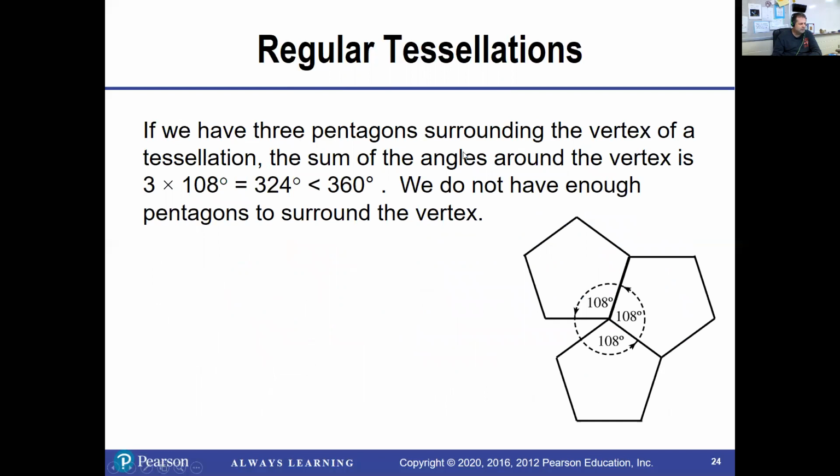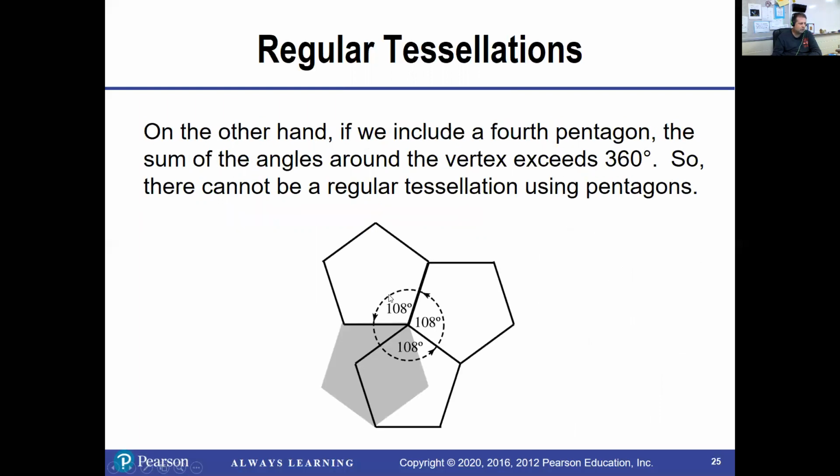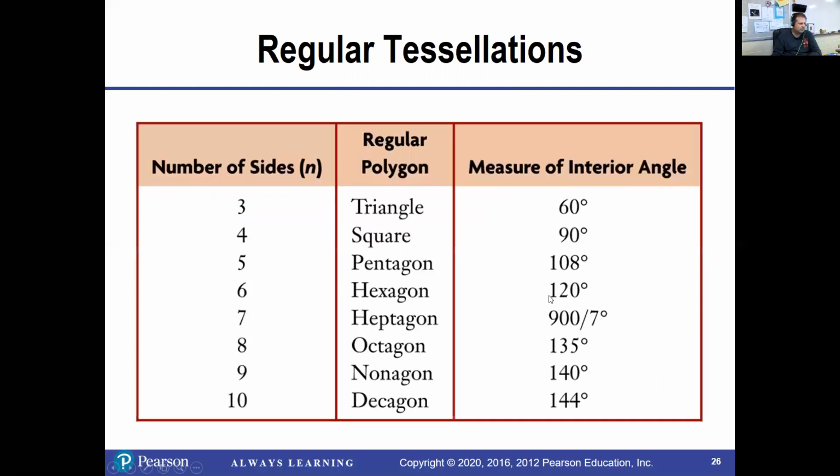If we have 3 pentagons surrounding the vertex of a tessellation, the sum of the angles around in a pentagon, if you remember, is 108 degrees, excuse me. Well, if I put 3 of them together, I get to 324. You put 4 of them together, you'd be over 360, which means it does not tessellate. This can only add up to 360, no more than 360, no less than 360. If we include a 4th pentagon, you would have way too much. So notice it does not tessellate.